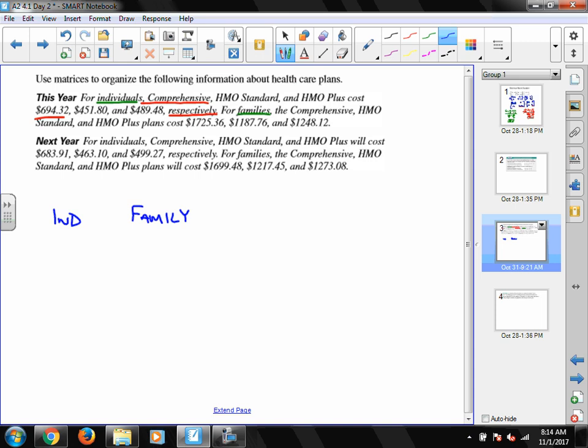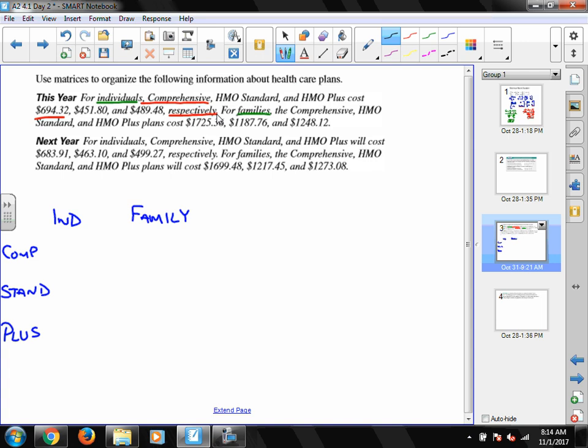Now, within that, we've got three different types of healthcare plans that they can choose from. We've got the comprehensive, we have the standard, and we've got the plus. Really, when you're organizing these, I'm going to be honest with you, it doesn't matter whether the individual and family becomes your rows and your comprehensive, standard, and plus becomes your columns. This is just the way that I set it up, so you could flip my rows and columns and it would work the same way. Then all it is, we are just filling in what we know about these.